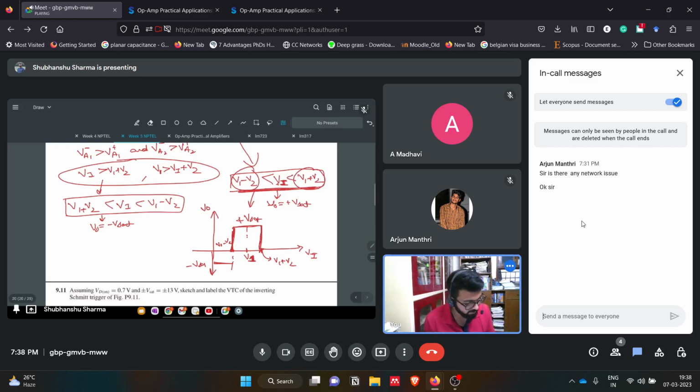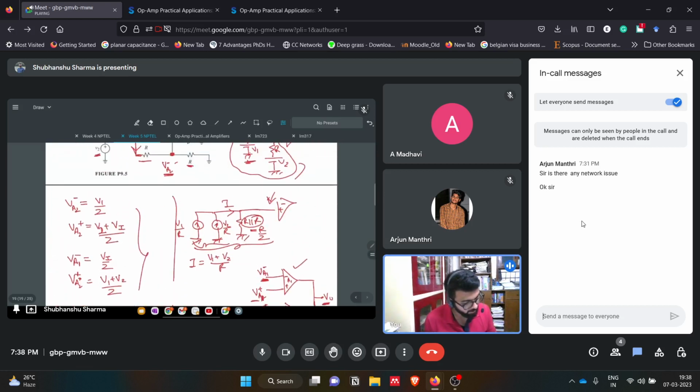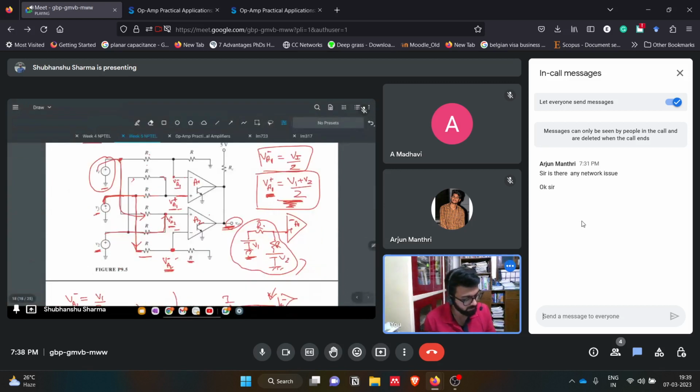So we can get the center as V1. That is what is being asked in the question also. We have to say that the center is controlled by V1. That is what we achieved. Okay, and the width is controlled by V2. That is also what we are seeing here.